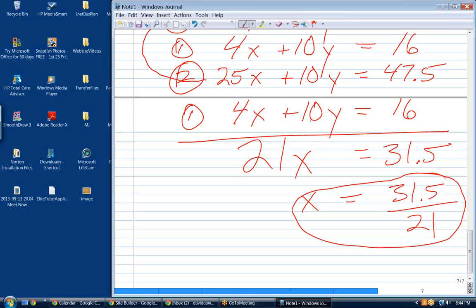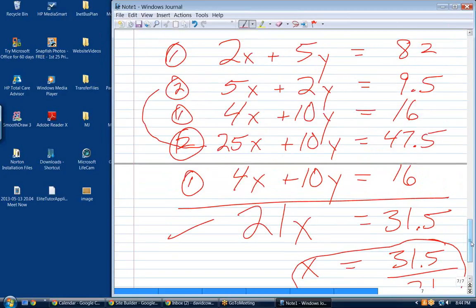In other words, once you've eliminated that variable, you solve the one equation and one variable that's left, which solves for x, but then you have to go back into any of the original equations. We could go all the way back into the shortest one if we want. Let's go up into this number 1 and substitute 31.5 over 21 for x and then solve for y.